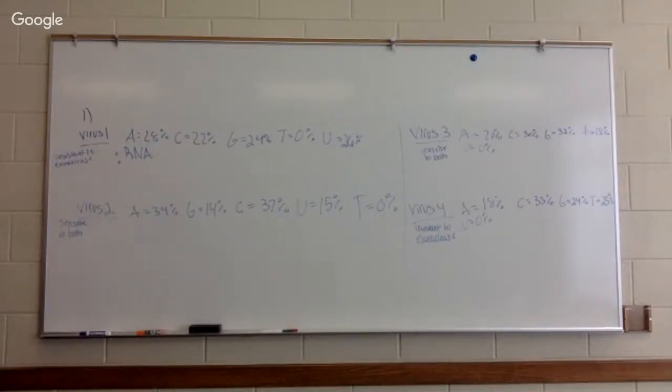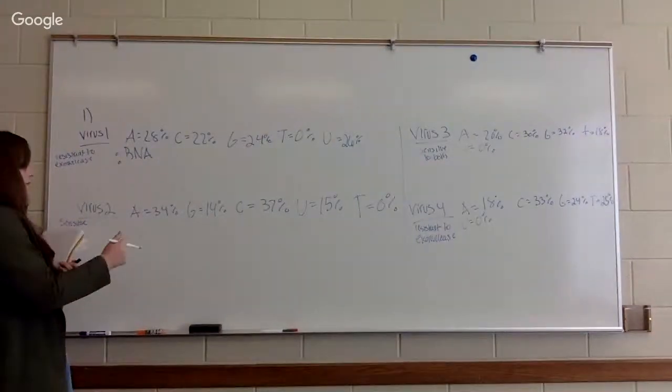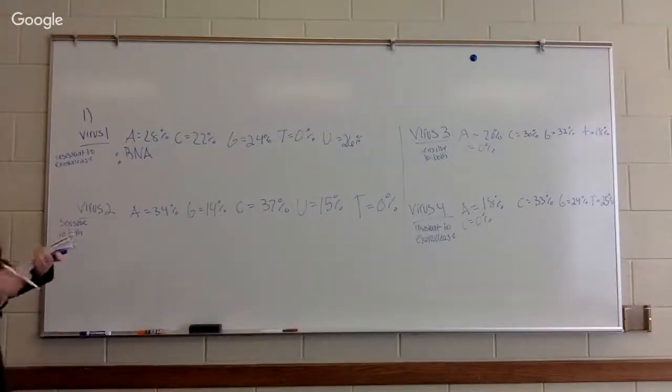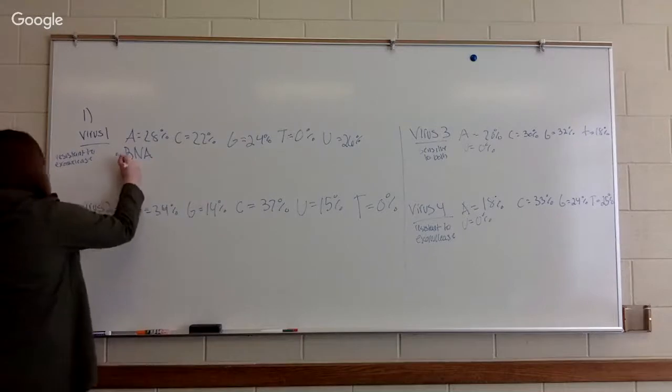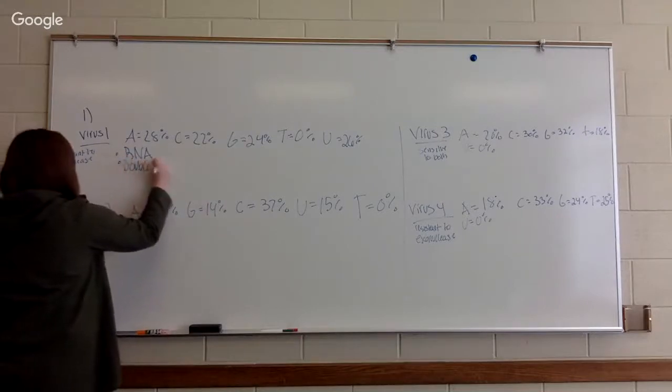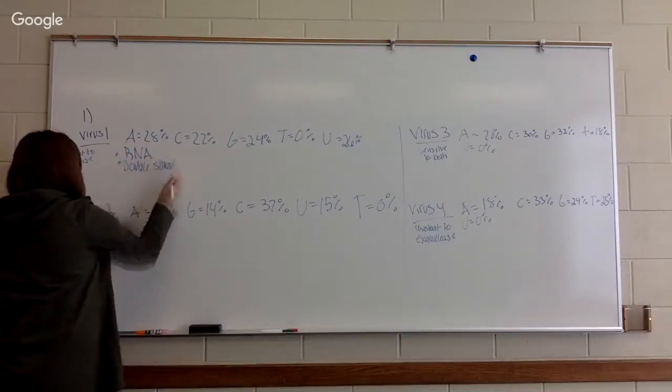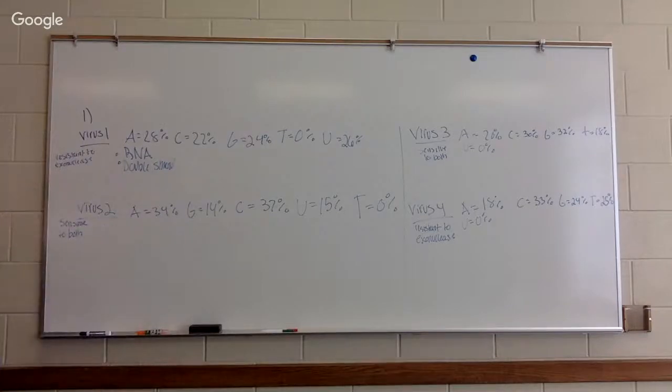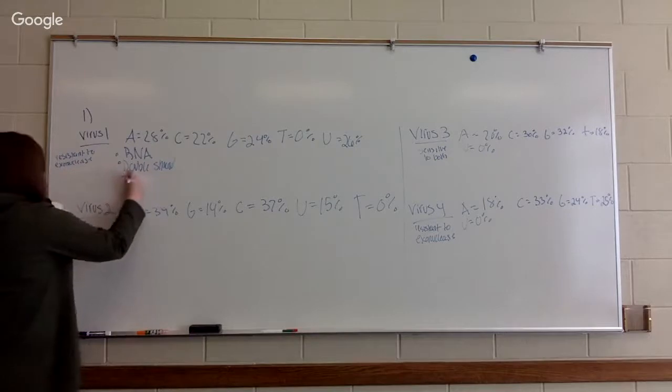And because the percentages are pretty close, it is double-stranded. They're allowed to be within 1 or 2 of each other. And then it's resistant to exonuclease, so it's going to be circular.